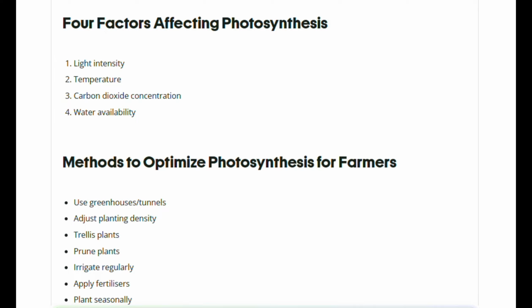So basically, you need to make a tabular format so that you can get your 1 mark. On the left hand side, you say photosynthesis, anabolic process, consumes carbon dioxide, releases O2. On the right hand side, we say respiration, catabolic process, consumes O2, releases carbon dioxide.